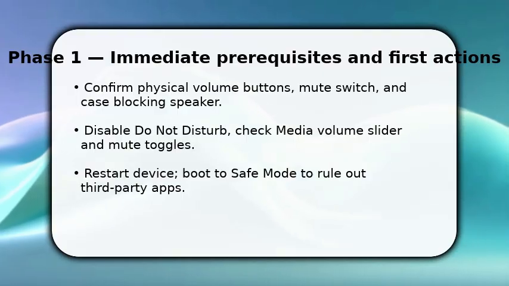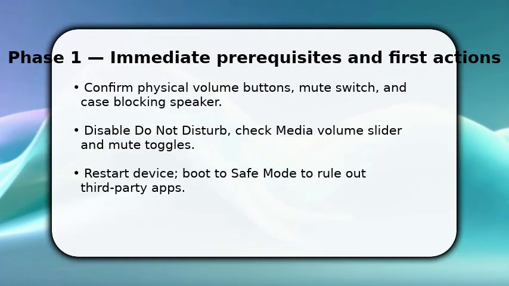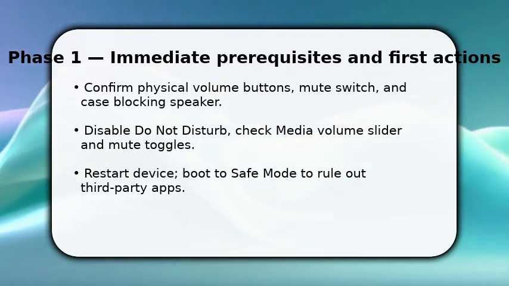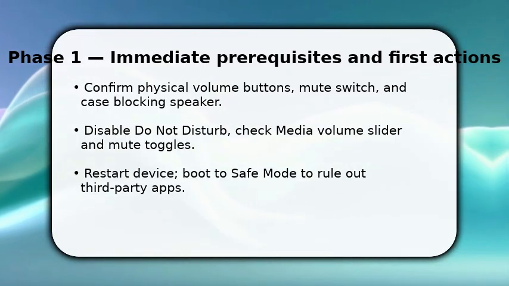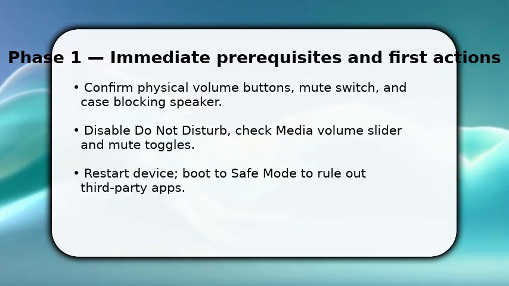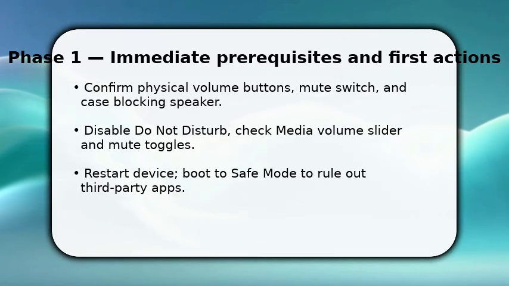You begin by confirming the basics and acting fast. Press the volume up and down, flip any mute switch, and remove the case. Sometimes obstruction is the culprit. Next, check Do Not Disturb and the media volume slider. Make sure the output isn't set to Bluetooth.